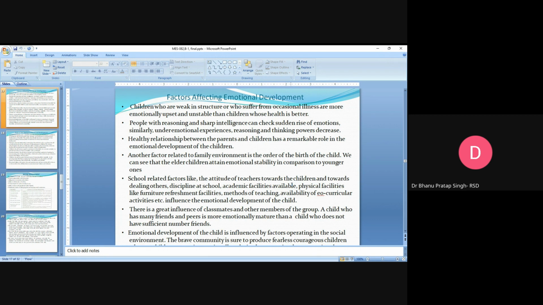There is a great influence of classmates, means peers, their friends, and other members of the group. A child who has many friends and peers is more emotionally mature than a child who does not have a sufficient number of friends. So this is also one of the other important factors.